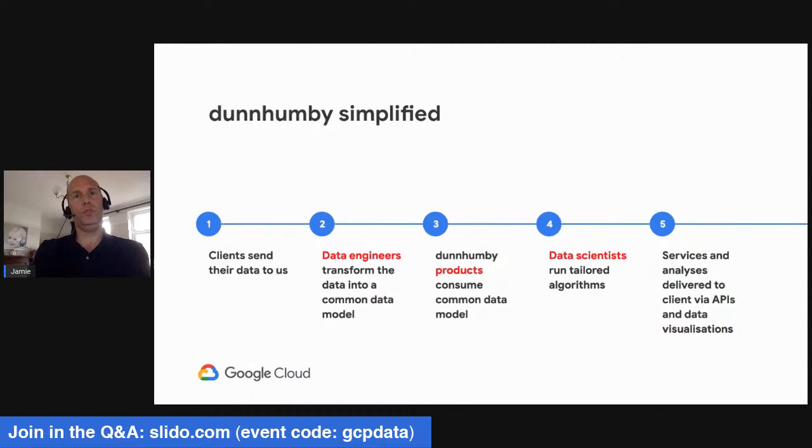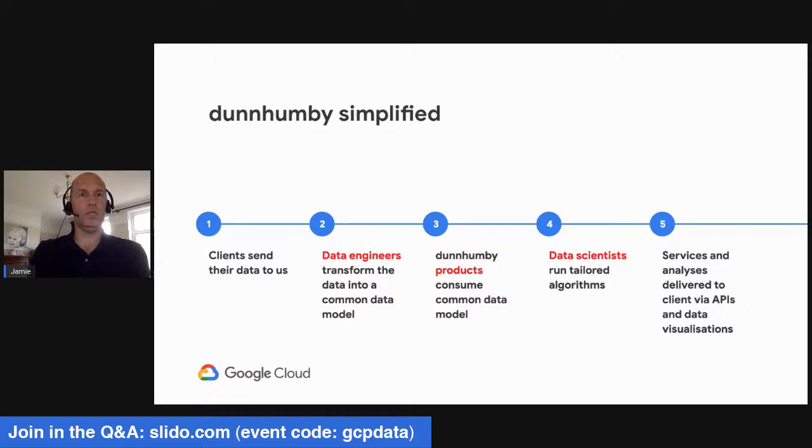So what do we do, in a very simplified way of putting it? This is probably quite similar to a lot of companies out there. Typically, our clients will send their data to us, and when they do that, we will assign a team of data engineers to work on the data that our client sends to us and transform that data into what we call a common data model. So we try and make every client's data look the same so that we can carry out analyses upon it.